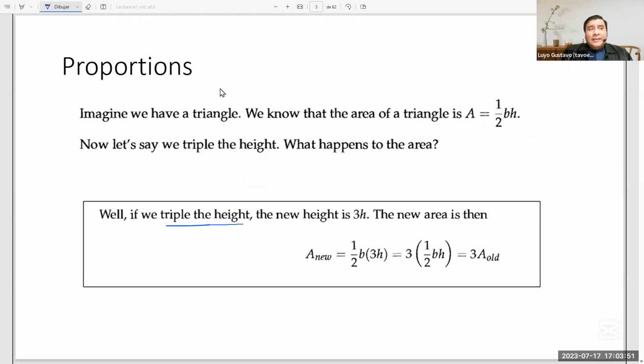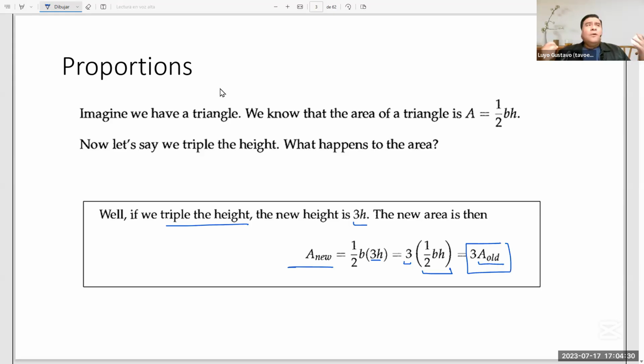If we triple the height of the triangle, the new height would be 3 times the original height that was h. So the new area would be 1/2 of the base times the new height. But if we take out the factor 3, we can see that the expression is the same as 3 multiplied by this expression, which we know to be the original area of the triangle, that is to say, the old area. So actually, the new area would be triple the original area, or 3 times the original area.